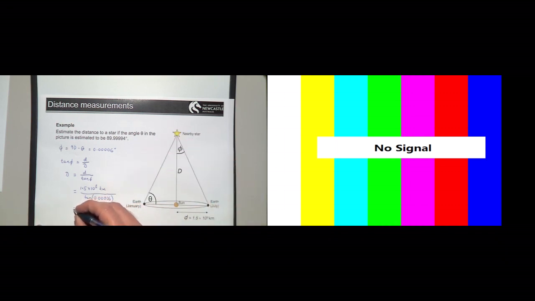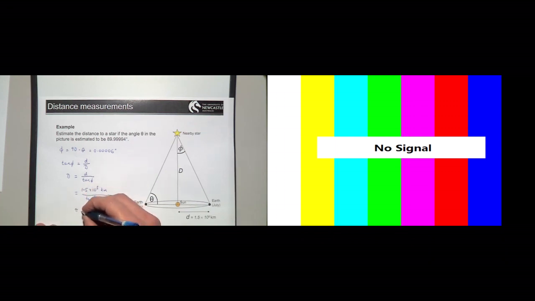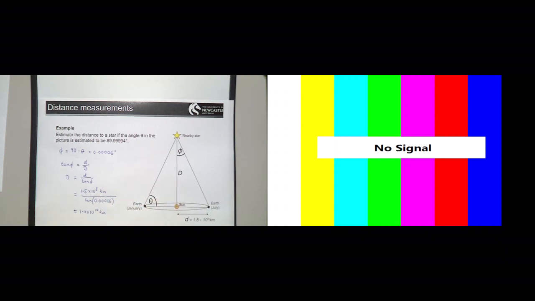And now, so long as you've got your calculator set to degrees instead of radians, you should be able to plug that in, calculate that tan, and then get the distance to the star as approximately 1.4 times 10 to the 14 kilometers. So quite far away, but in cosmological terms, this is right next door. This is very close to us.